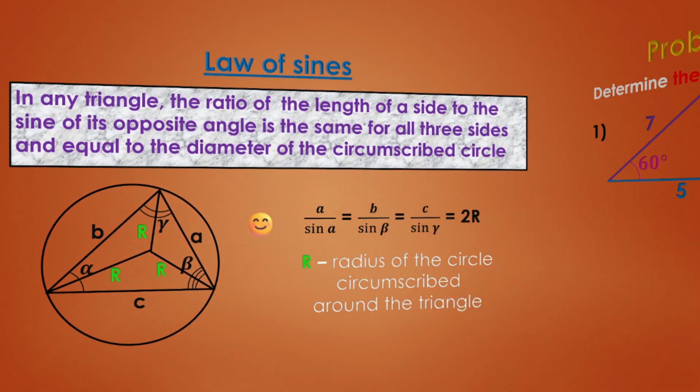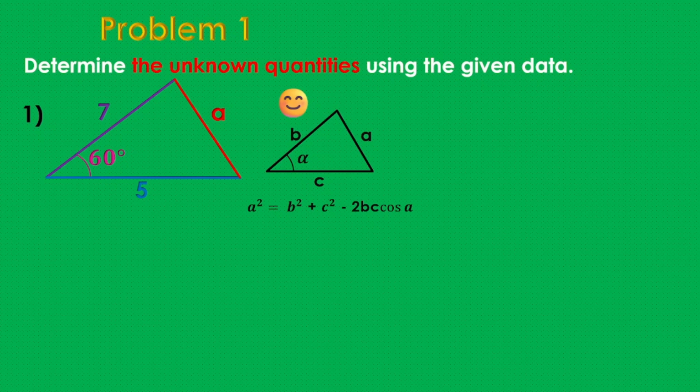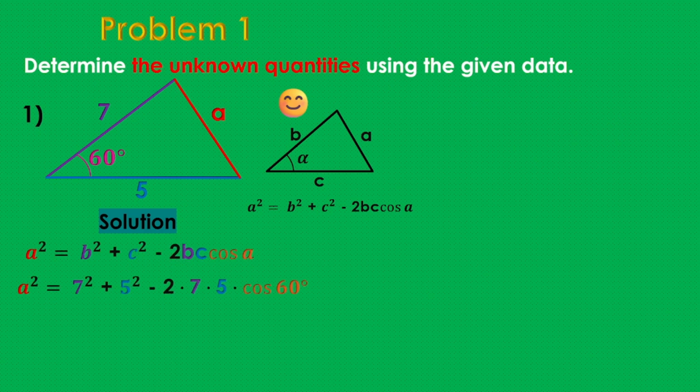Problem number 1. Determine the unknown quantities using the given data. So, as you may have guessed, in this case we will use the law of cosines. So we have that a squared equals 7 squared plus 5 squared minus 2 times 7 times 5 times cosine of 60 degrees. After calculations, we have that a squared equals 39. We remove the square. Therefore, the answer is root 39.